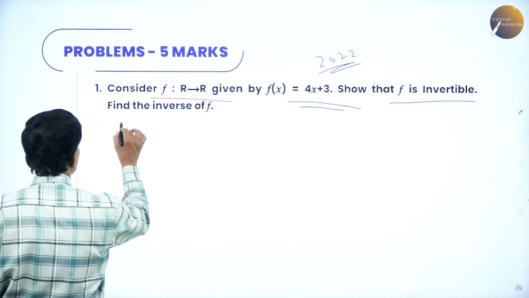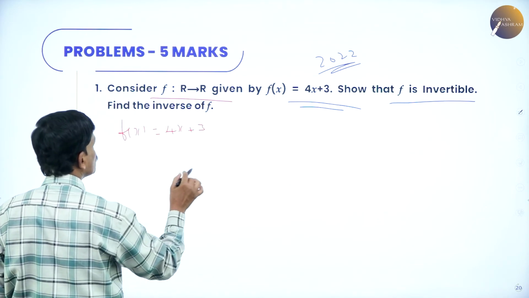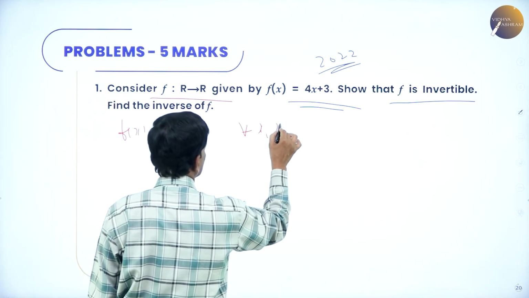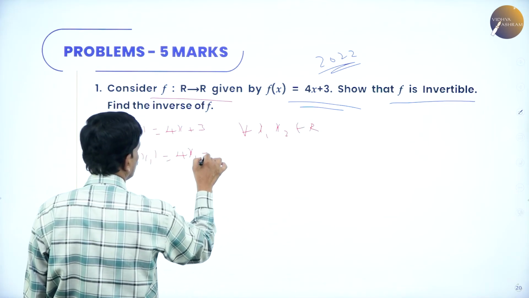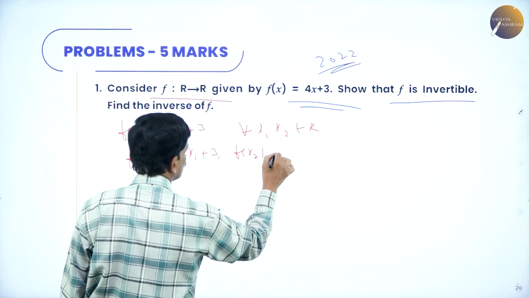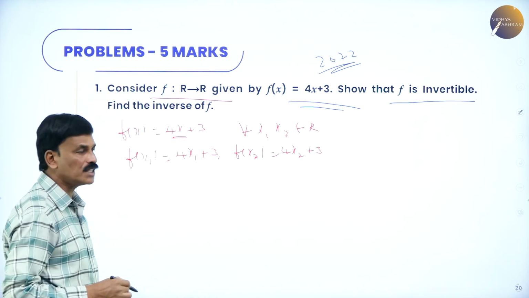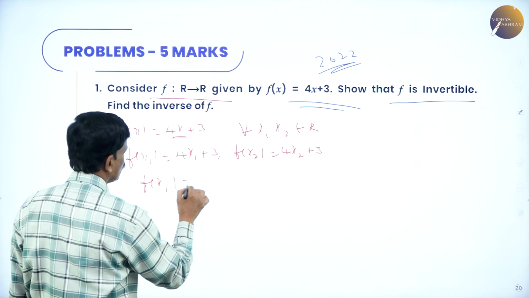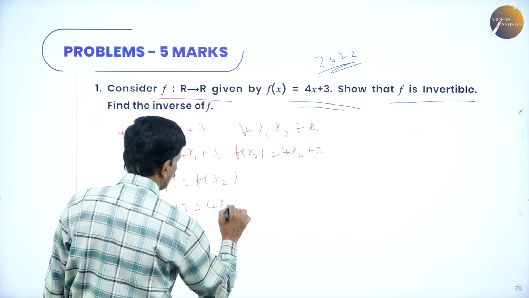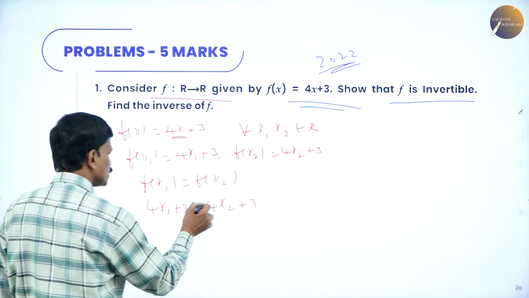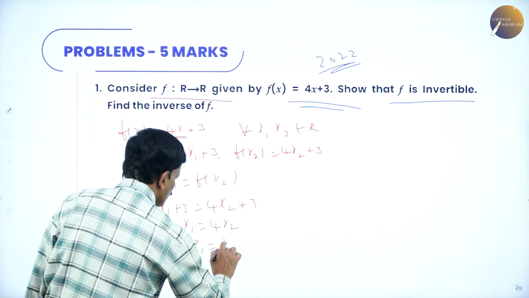Now let us consider what is given. F of x is equal to 4x plus 3. For all x1, x2 belongs to R, f of x1 is equal to 4x1 plus 3 and f of x2 is equal to 4x2 plus 3. Just replace x by x1 and x2. Now f of x1 is equal to f of x2 implies 4x1 plus 3 is equal to 4x2 plus 3. So 3 gets cancelled. 4x1 is equal to 4x2, divided by 4, x1 is equal to x2.